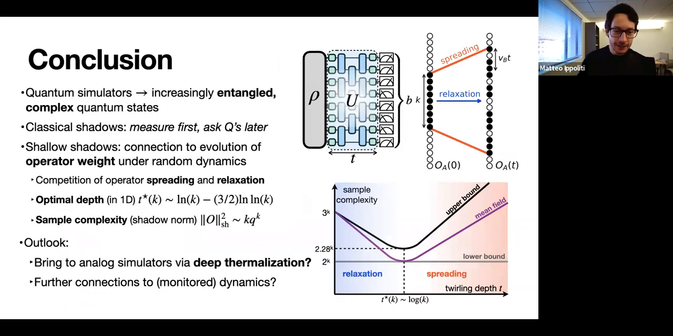And to conclude, I've given an introduction to classical shadows as a method for learning many things about quantum states: measure first and ask questions later. I've then introduced recent variations on this, which go by shallow shadows, which explicitly involve finite time dynamics in the randomization process. I've shown how this ties to the competition of two processes in chaotic dynamics, operator spreading and this other process of relaxation, and how this lets us get this optimal scaling of depth as leading log with this universal subleading piece, and how the sample complexity that we get is near optimal.